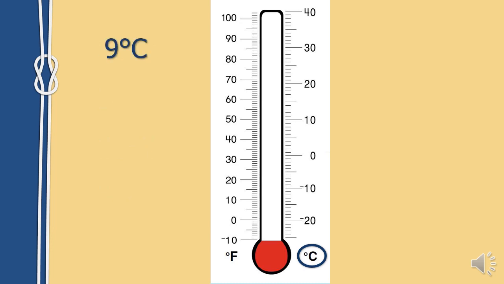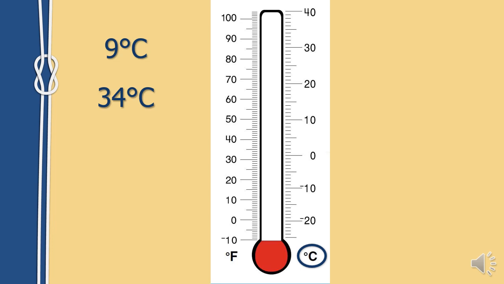Now, how about 9 degrees Celsius? That one could be a little trickier because it's not going to be one of the numbered lines and it's not going to be halfway in between the numbered lines. So again, start at the 0. You know that the first longer line is 5. And if we go up to the next number, that's too far. So 9 degrees Celsius would be at the mark right below the 10 mark.